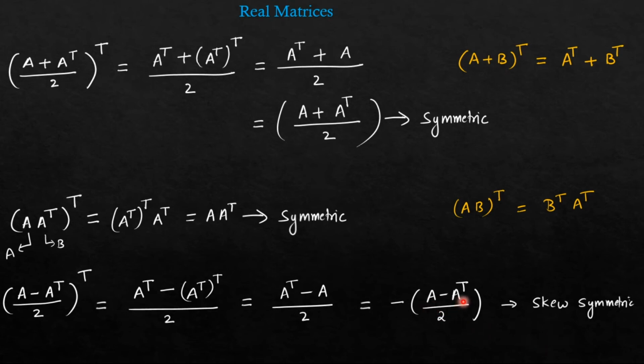It means A minus A transpose upon 2 is a skew symmetric matrix and A plus A transpose upon 2 is a symmetric matrix.